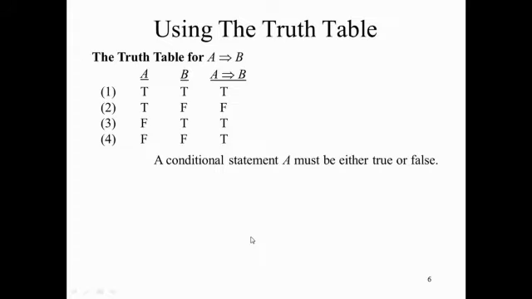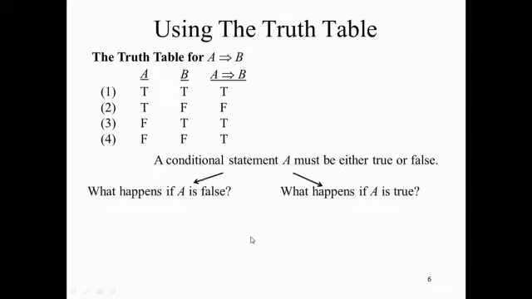So what I propose to do here is look at what happens to the statement A implies B when A is true, and let's then go back and look at what happens to the statement A implies B when A is false. So we're going to look at these two different situations. Let's start with the left-hand side. What happens to the truth of A implies B when A is false?